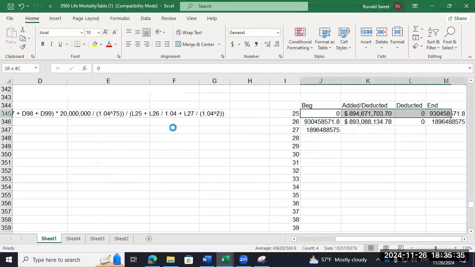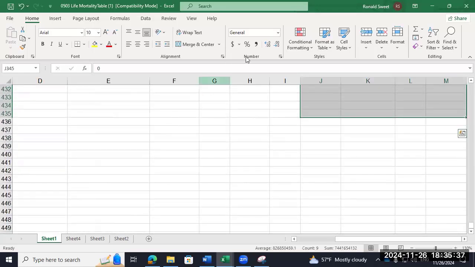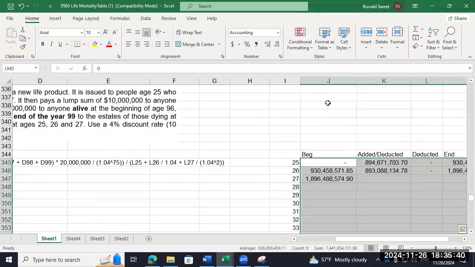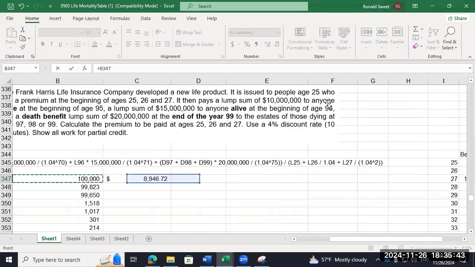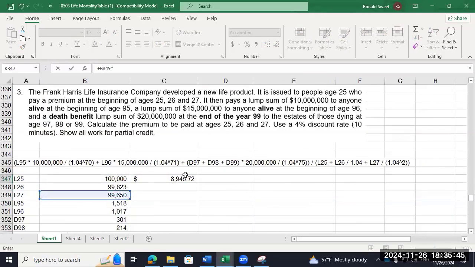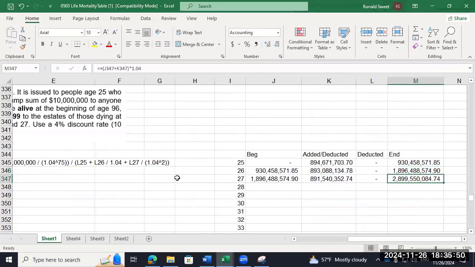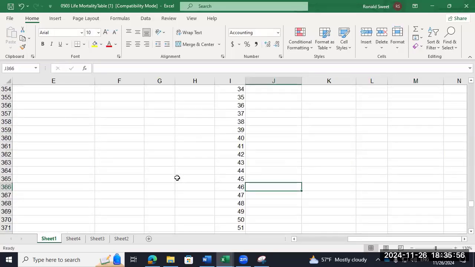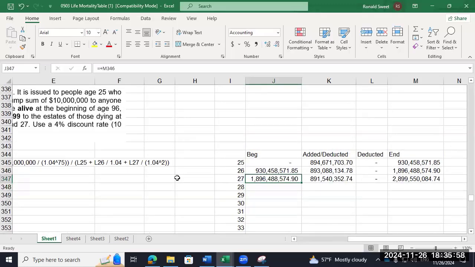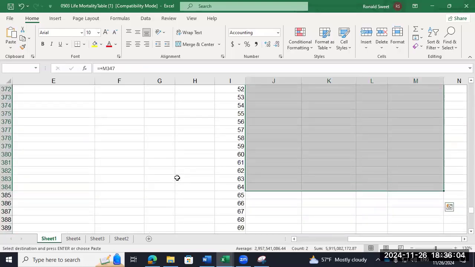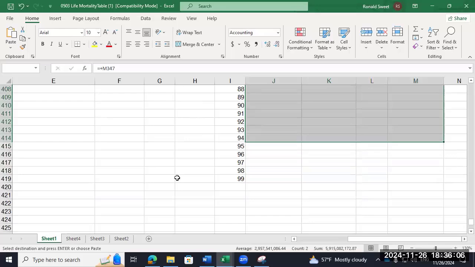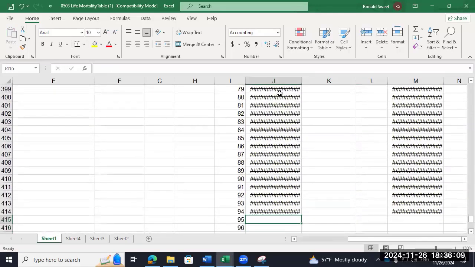We bring that down. Our last premium, L27 times 89.46. Nothing's paid out. We add those together, and then nothing happens until age 95. So we just keep bringing this forward until age 95. They do get to be pretty large numbers.